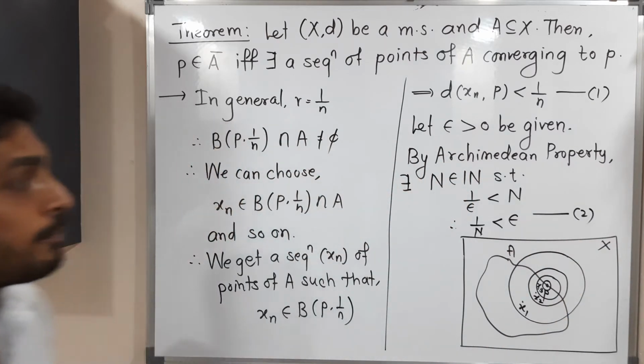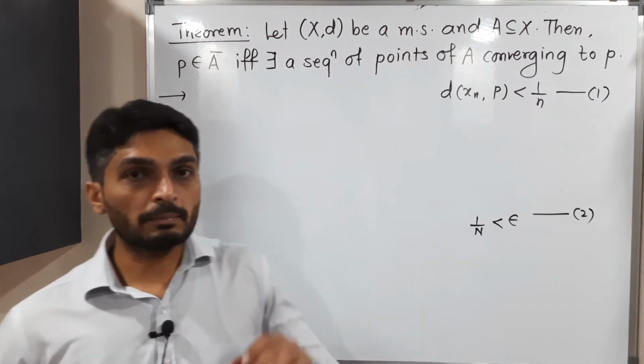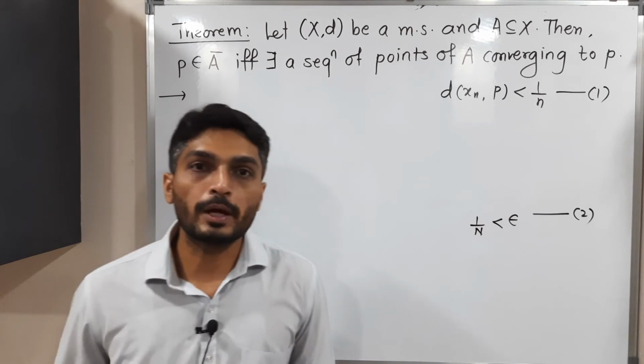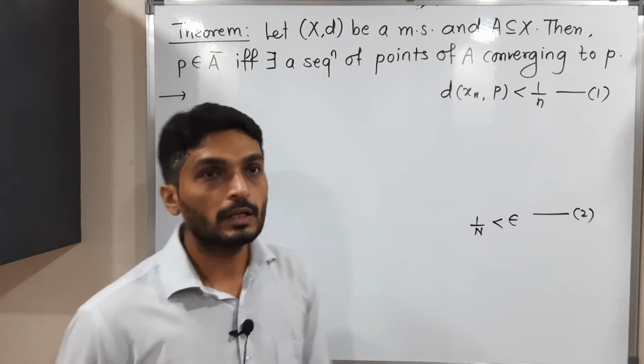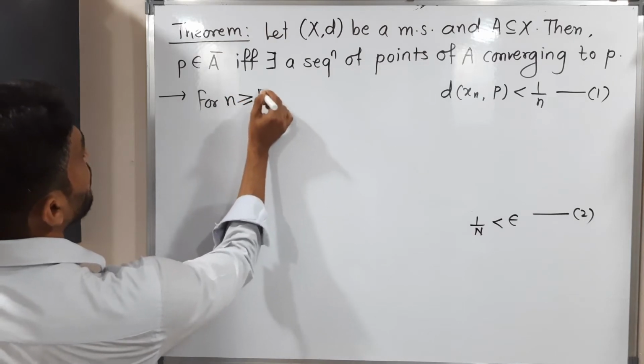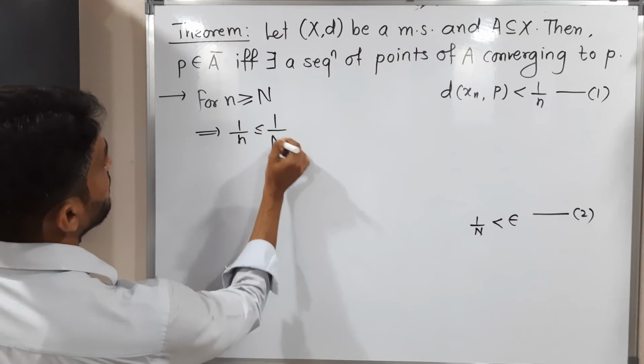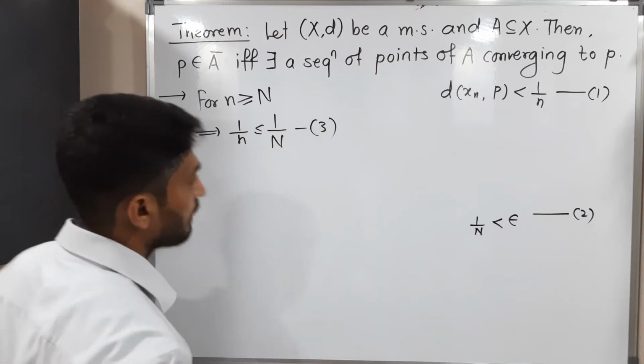Make a screenshot of it. Then we will go further. I have kept these two inequalities here since we are going to use them later. So now I will consider n greater than or equal to capital N. If you take the reciprocal of both sides, the inequality will get changed. So this is inequality number 3.